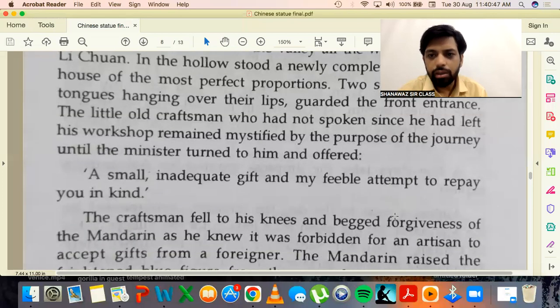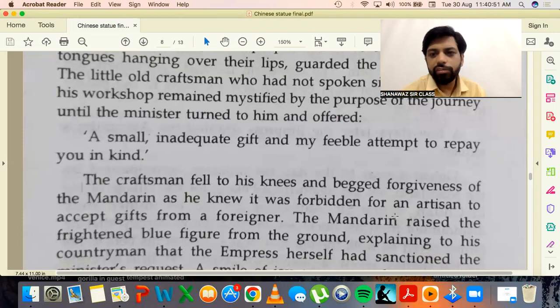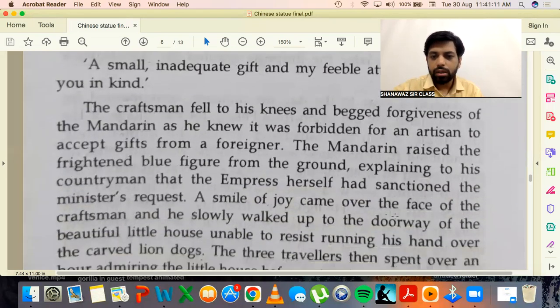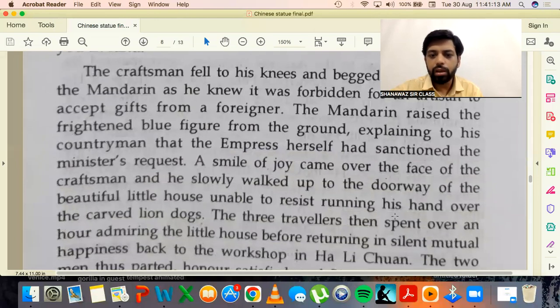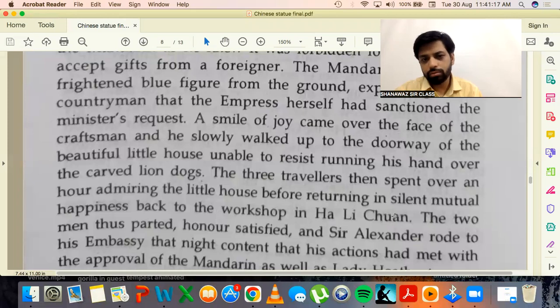So the Chinese man, the statue seller, started crying. He fell at the feet of Alexander Heathcote and said, "Sir, it is not good, it is forbidden." It is forbidden for an artist to ever take any item from anyone, so we can't accept a gift from somebody. But he kept on saying, "Sir, I will not take it." But at last it was said that the Queen has sent this, so you have to take it. So the man became happy, the craftsman became happy. And then he was given this house.